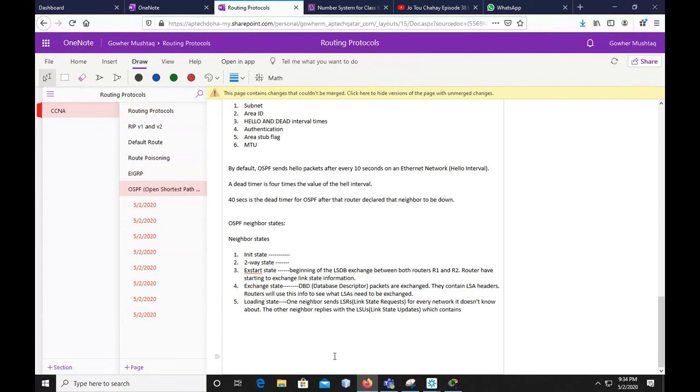Which contains information about requested networks.